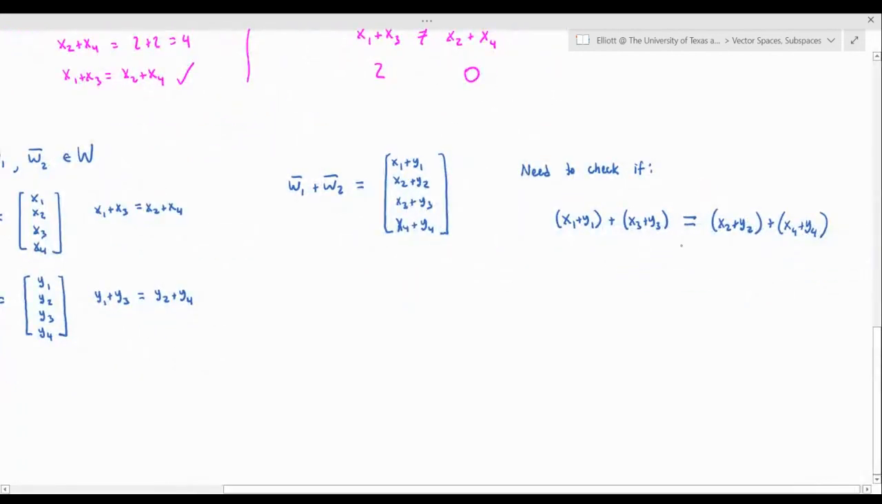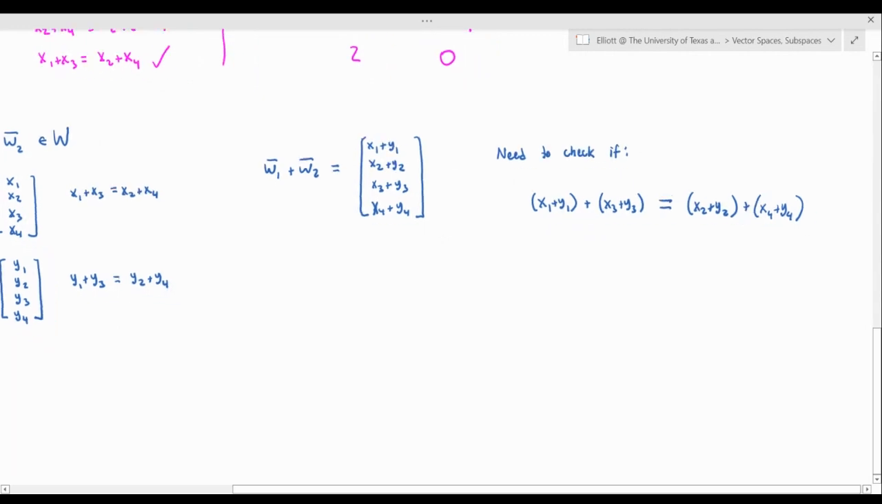So in order to check if this is true or not, we have to make use of our assumptions about W1 and W2 over here, okay? So we know that x1 plus x3 should be the same as x2 plus x4. And then likewise, we know that y1 plus y3 should be the same as y2 plus y4.